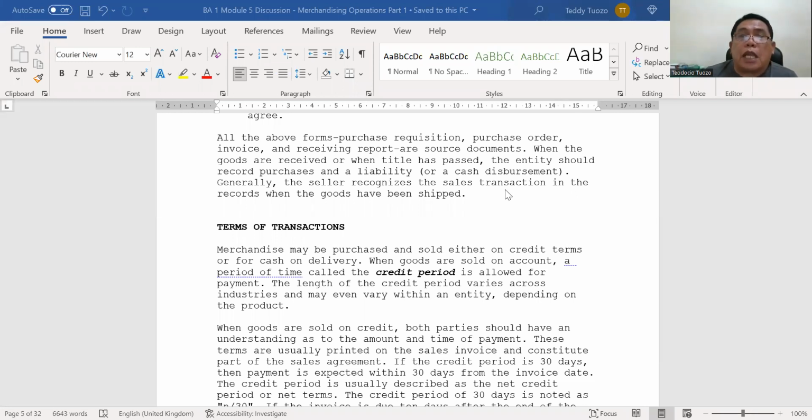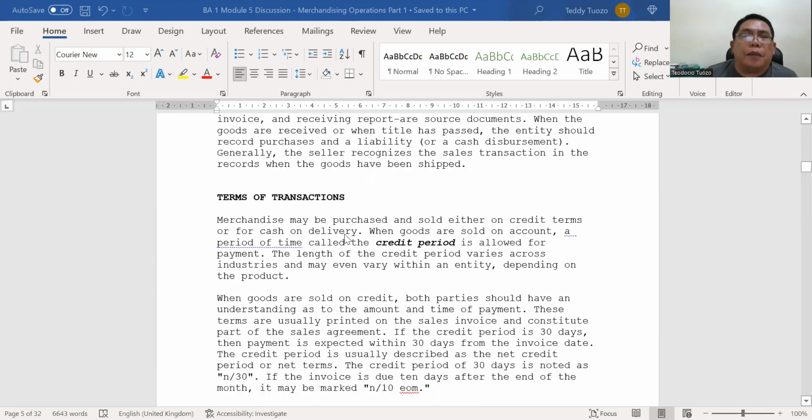Okay, so terms of transaction. So these are now the one that I've said that when the goods are ordered from Manila, and before it reaches the buyer from the supplier, these are the terms. Of course, these are agreed terms between the buyer and the seller.